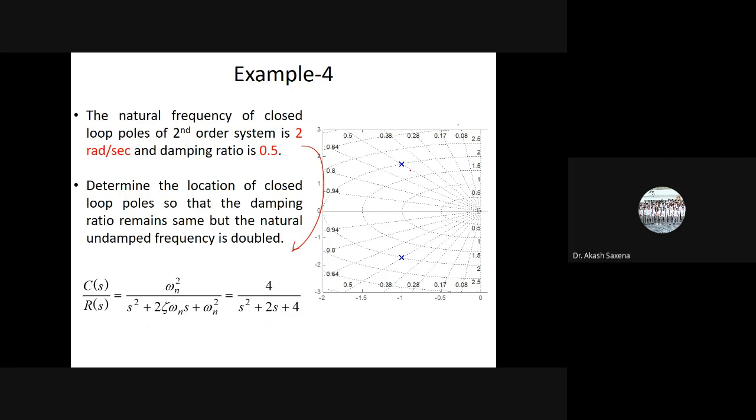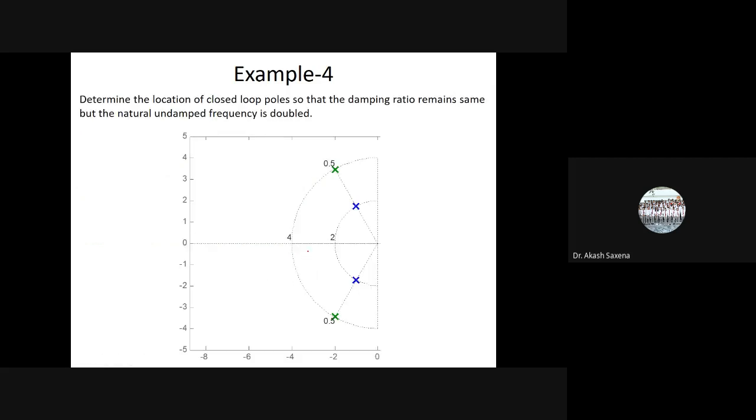So if I want to determine the location of the closed loop pole, I can generalize it like this. So this is how we actually do it. You just see that the natural frequency of the closed loop pole of the second order system is 2 radian per second, and the damping ratio over here, you can see the angle is almost 30 degrees. So cos 30 is 1 by 2. This is 2. So from here I can devise the transfer function, which is representative of the second order system.